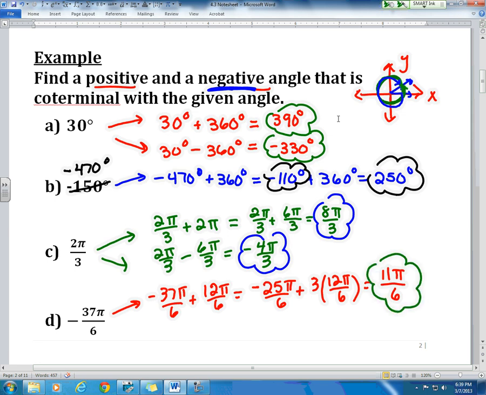A negative answer, again, I found a negative answer as I went through my work here. Negative 25 pi over 6 would be acceptable. Negative 13 pi over 6 would be acceptable for a negative angle measure. So hopefully you're picking up on the idea. You're adding multiples of 360 degrees or 2 pi onto or subtracting from the angle measure that's given.